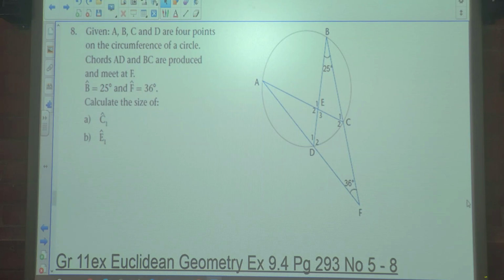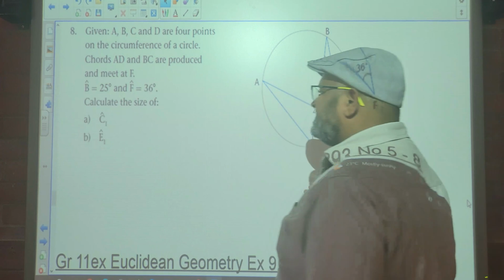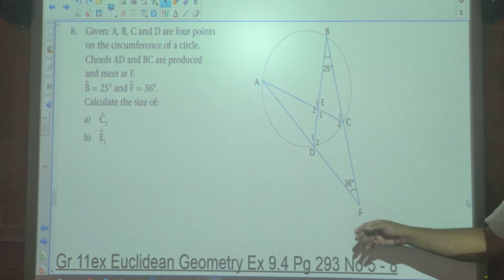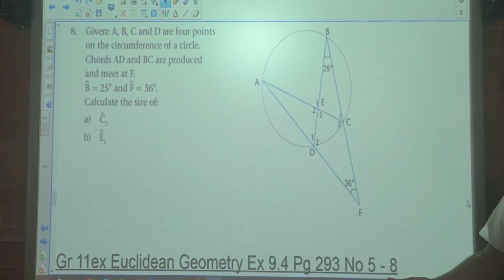Number 8. We are told that A, B, C, and D are 4 points on the circumference of the circle. Chords AD and BC are produced, which means to say extended, and meet at F. Calculate the size of C1 and then angle E1. We dealt with something similar to this in number 4 of the same exercise, not so? So this one should be now fairly simple.